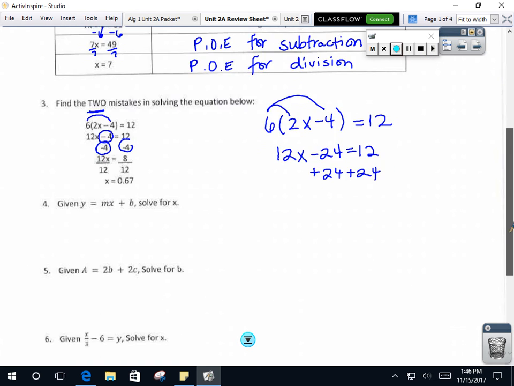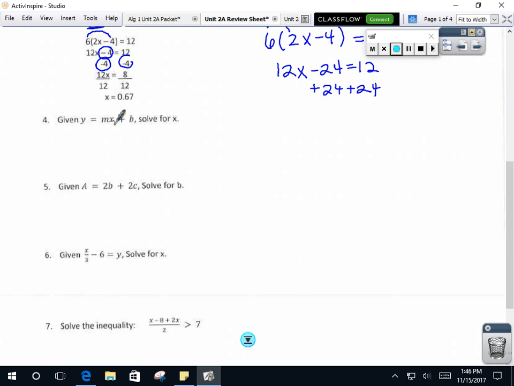All right, number 4. Given y equals mx plus b, solve for x. Don't let that word given throw you off. All they're saying is in y equals mx plus b, they want you to solve for x. So what do you do first if we're trying to get that x by itself? Right, subtract the b, cancel it on this side, subtract it on this side. Now, you can't actually subtract b from the y, so you just rewrite it. And now it equals mx.